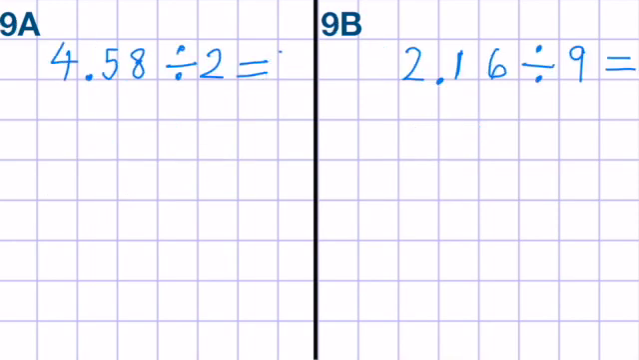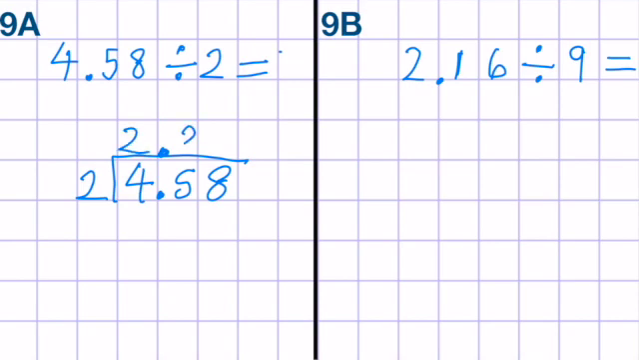Please do the same for 9a and 9b. Pause the video while you do your working out and then we'll go through it together. Okay, so 4.58 divided by 2. Let's put our decimal place above. 2 goes into 4 twice. 2 goes into 5 2 times with a remainder of 1 because 2 times 2 is 4. 5 take away 4 is 1. 2 goes into 18 9 times.